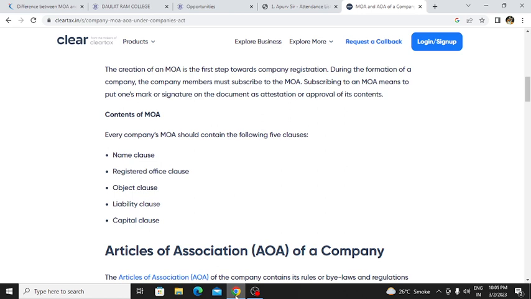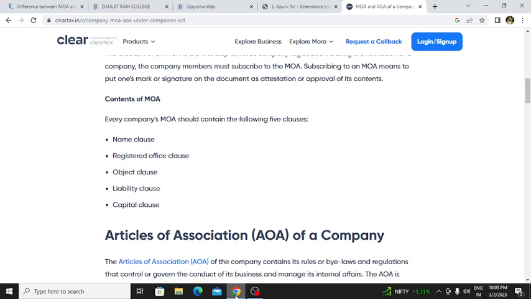Means all the members who become members of a company, if all are satisfied with that, all put their signature on that MOA, and that signature shows that all are satisfied with that MOA and AOA, which will contain all the regulations and all these clauses, etc.